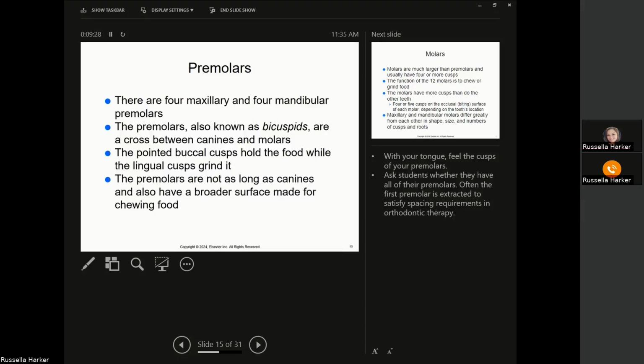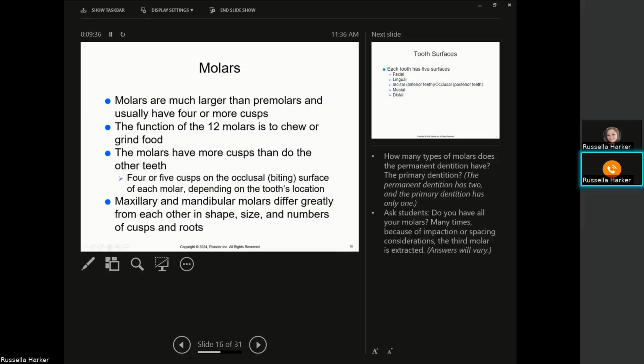whereas incisors and canines are anterior teeth, which means front teeth. Premolars and molars are posterior teeth, which means back teeth. Molars, another posterior tooth, are much larger than premolars and usually have 4 or more cusps, like those tiny little points on the top of the flat edge. The function of the 12 molars is to chew or grind food. They have more cusps than our other teeth do.